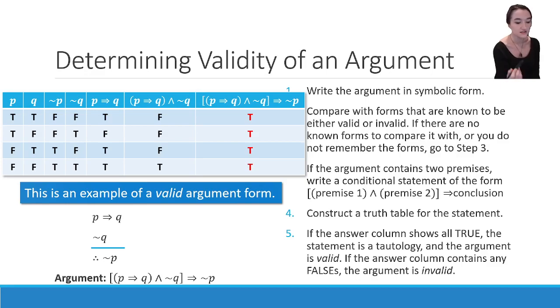So since it is all true, this is actually an implication. It is a tautology, right? From our previous chapter, we learned those words. When we have an implication in our argument, that means that the premises imply the conclusion. This is a valid argument.